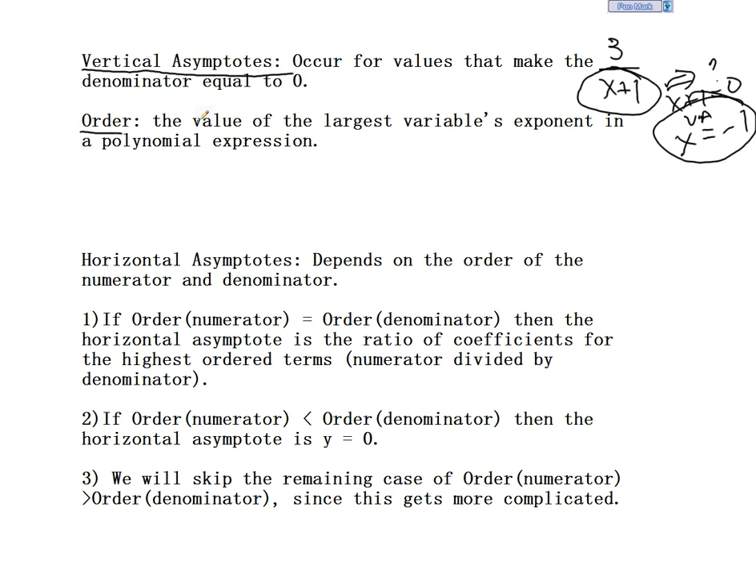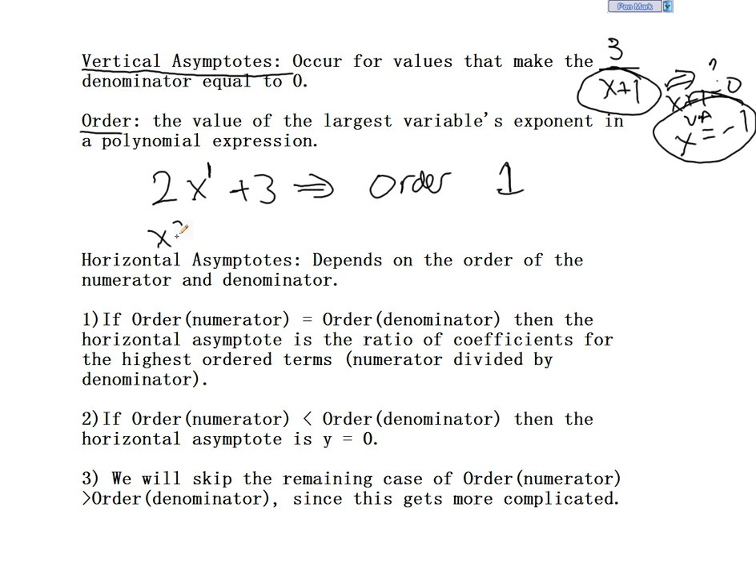Order is another word we'll need to talk about. Order is the value of the largest variable's exponent in a polynomial expression. So let's say we have 2x plus 3. Well, I'm going to always put powers on all of my variables, even if they're just 1, so that I can see that, hey, the value of the largest variable's exponent in a polynomial expression, by largest we mean the one with the biggest exponent, and this guy would be of order 1 because its highest exponent is 1 on the x.